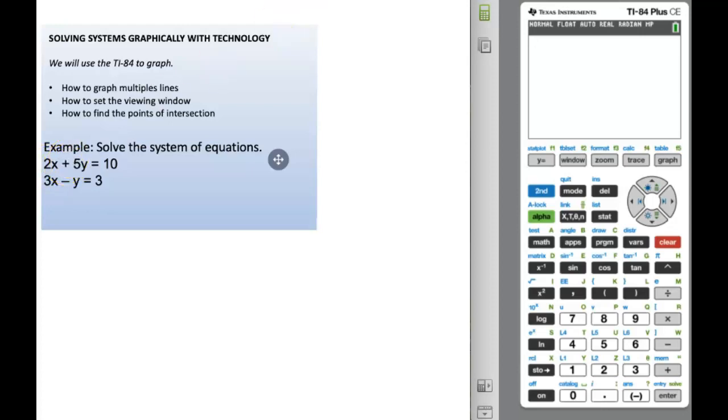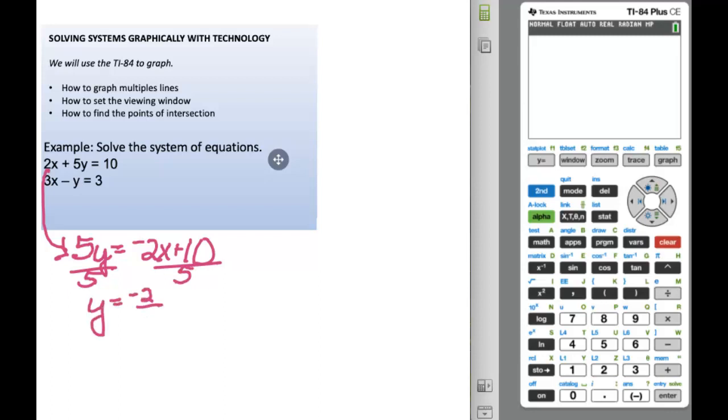So back up here on this first equation, 2x plus 5y equals 10. I want to get the y by itself, so I'm going to move the 2x to the other side. So 5y equals negative 2x plus 10. And then I want to divide through by 5. So the slope-intercept form for that line is negative 2/5 x plus 2.